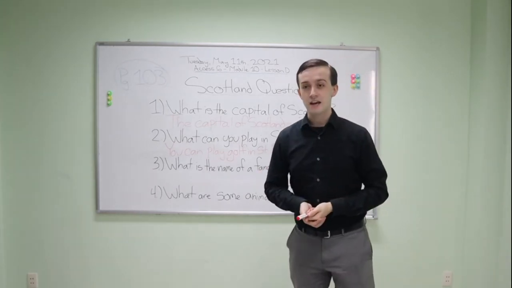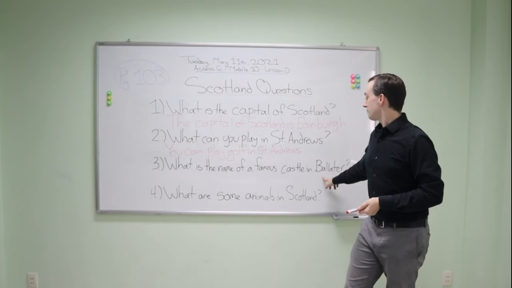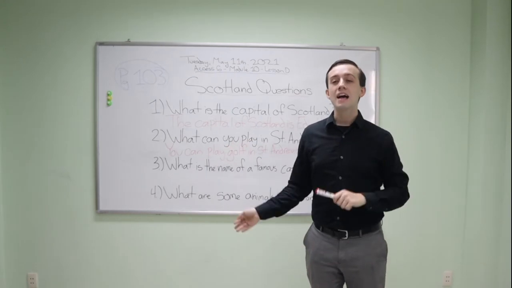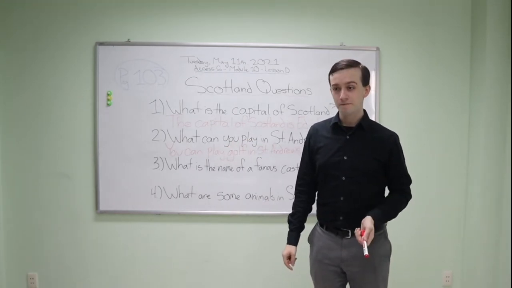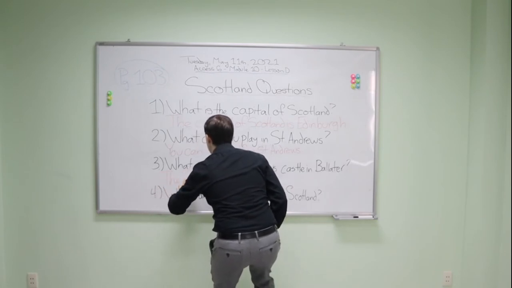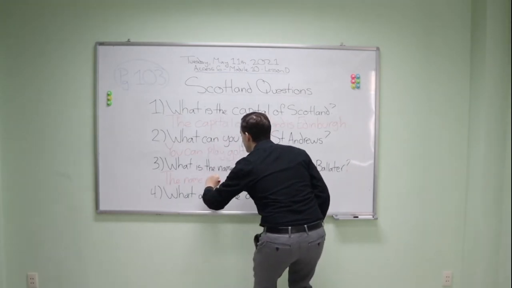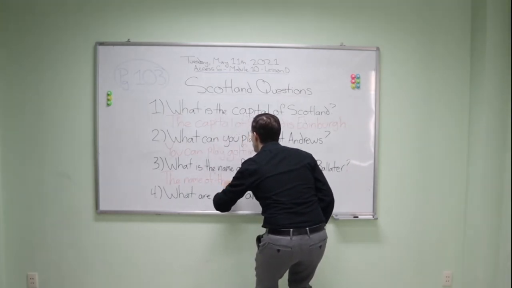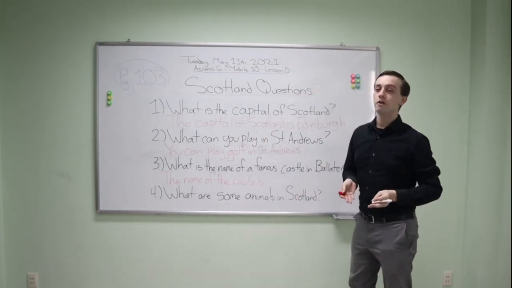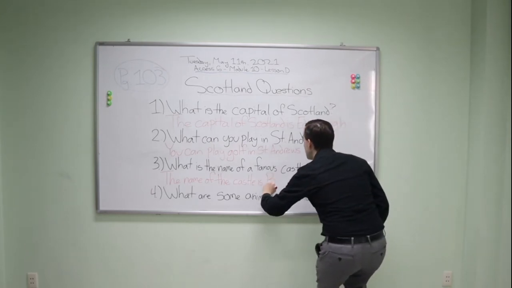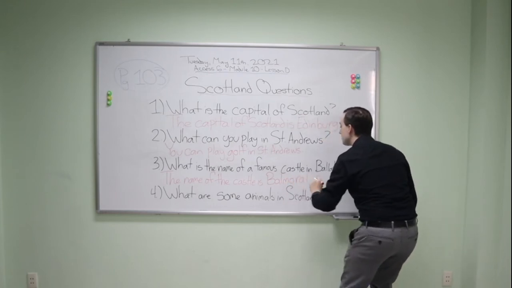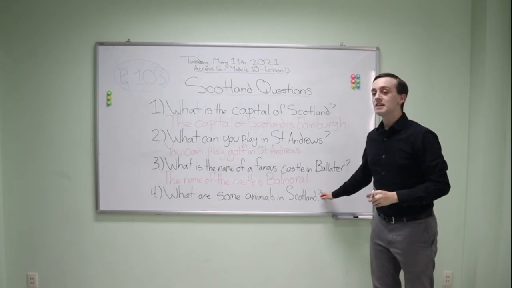And number three. What is the name of a famous castle in Ballater? The name of the castle is Balmoral. Okay? The name of the castle is Balmoral. That's B-A-L-M-O-R-A-L. Balmoral.